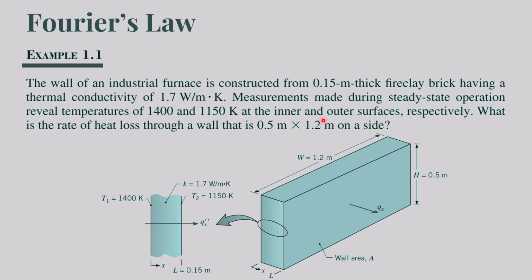And this value is the thickness. This is the thickness of the furnace wall, and it is equal to L in that formula. Also, measurements show that the two surfaces, the inside and outside temperature of the surfaces, are respectively 1400 and 1150 Kelvin. So what is the rate of heat loss through a wall that is 0.5 times 1.2 meters on the side? So this is the schematic drawing of this problem. You have the area, which is 1.2 times 0.5. You have the thickness, you have the temperature difference, and you have the conductivity.